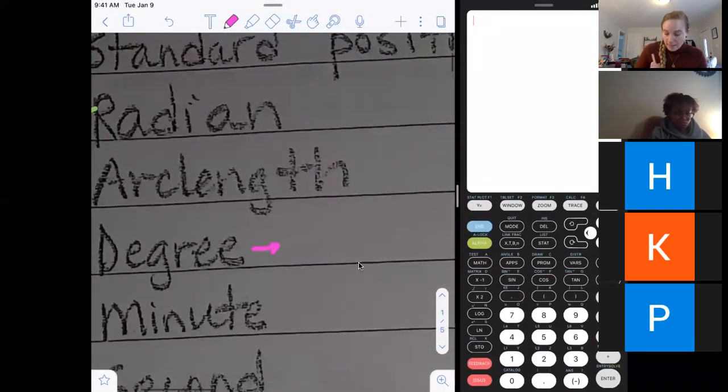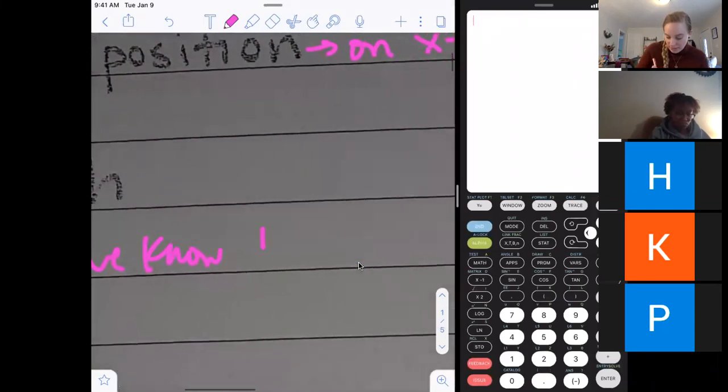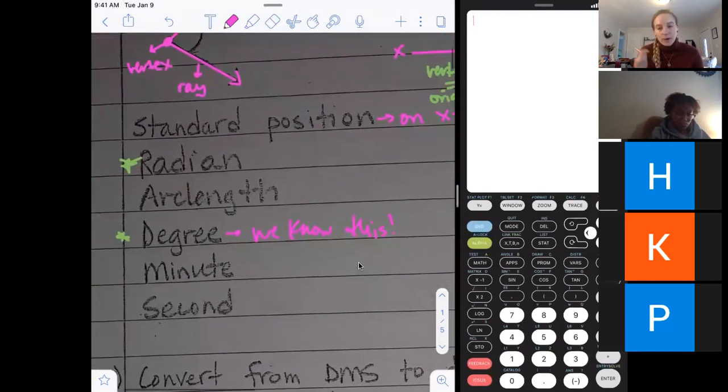Degree is something we know. We know how to measure angles in degrees. I know this might be kind of silly, but I like to think, oh, I know this word. We know how degrees work. If you want to get a little protractor out, that's measured in degrees. Generally, all the triangles we've ever measured have been in degrees: 90 degrees, 50 degrees, 170 degrees. We know what degrees are.